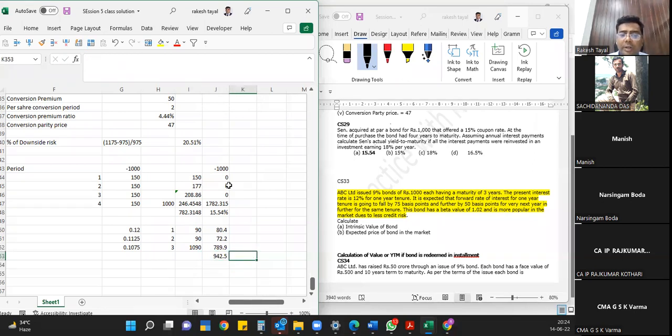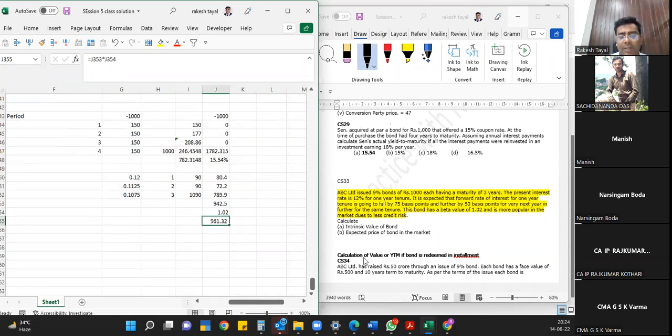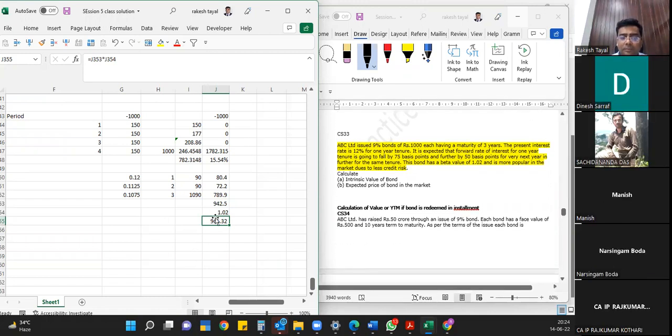And what is the expected? Beta is 1.02. Beta is the risk factor. So if the market price is 942, then the price will be higher because its beta is higher than the normal market rate. So with 1.02, the market price is 961.32. 0.02 is the risk involved, or the differential from the market. So this beta issue is not clear. What is the relevance of beta here?